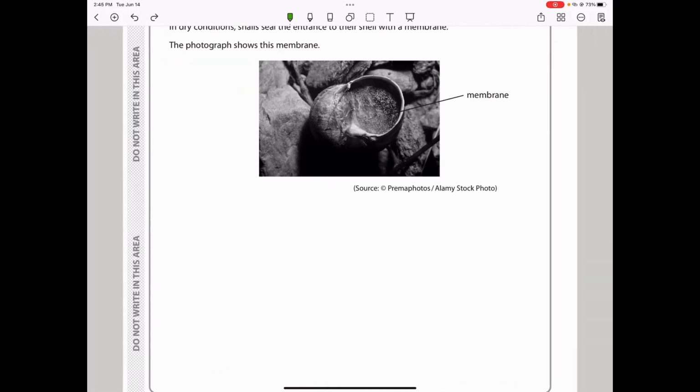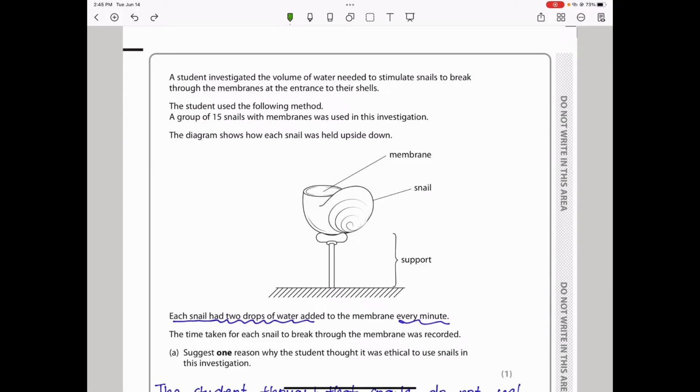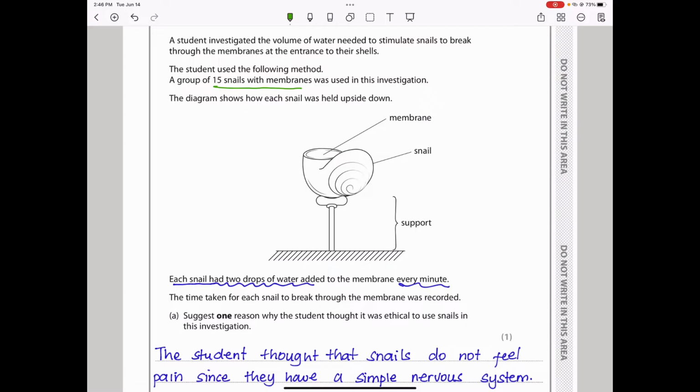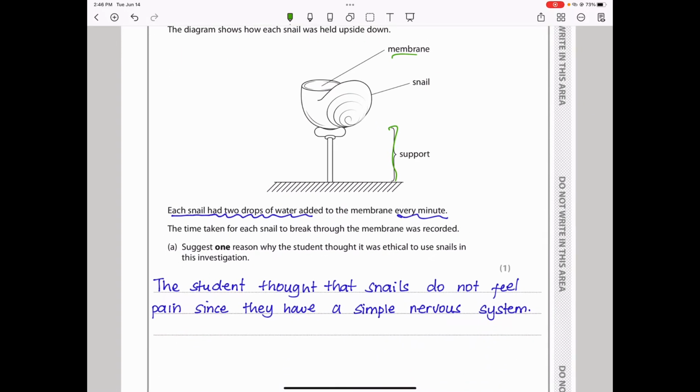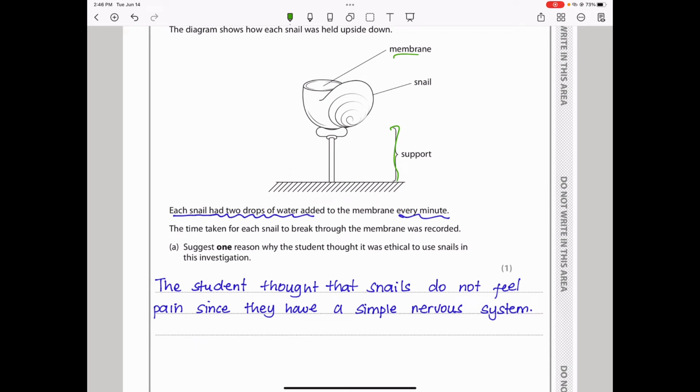I will go to the next page. So this says, a student investigated the volume of water needed to stimulate snails to break through the membrane at the entrance to their shell. The student used the following method. A group of 15 snails with membranes was used in the investigation. So 15 snails were used. The diagram shows how each snail was held upside down, with the snail here, as well as the membrane and the support. Each snail had 2 drops of water added to the membrane every time. The time taken for each snail to break through the membrane was recorded.